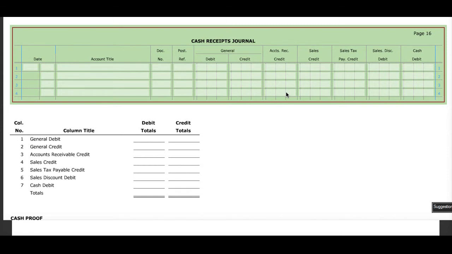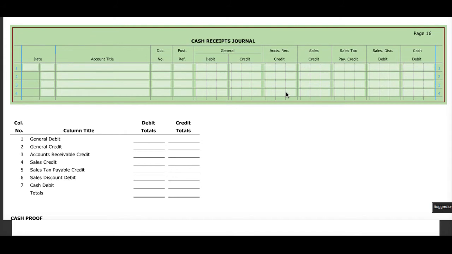For Work Together 10.2, we are going to be journalizing cash receipts and then proving and ruling a cash receipts journal. So we're going to be using the current year, journalizing the following transactions beginning on line 1. Our receipts are abbreviated as R, and our terminal summary is TS.